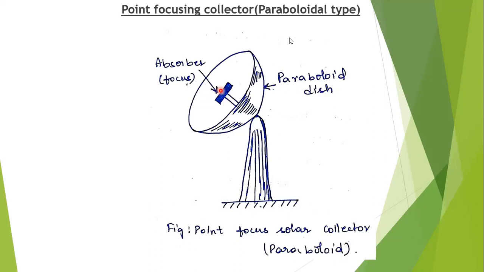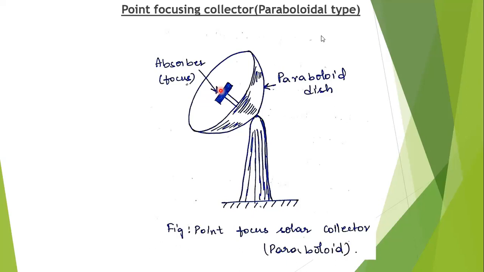So the concentration ratios achieved in practice are about 1/3 to half of the above values, because of the surface irregularities of the reflector. So this reflector also has some surface irregularities. Because of this, the concentration ratios in practice will be about 1/3 or 1/2 of the values given above. So what are the reasons? The first one is irregularities of the reflector and the second one is tracking errors.